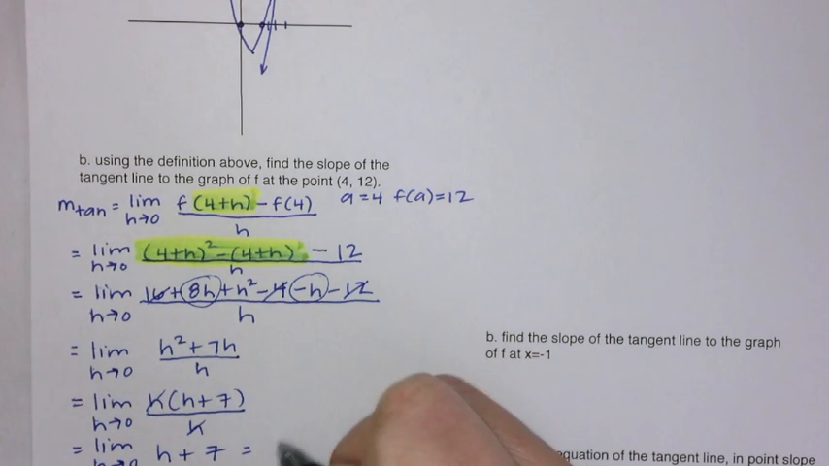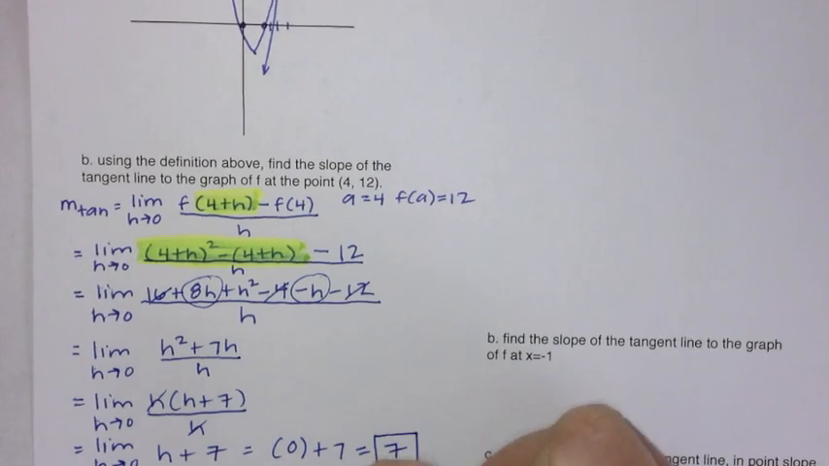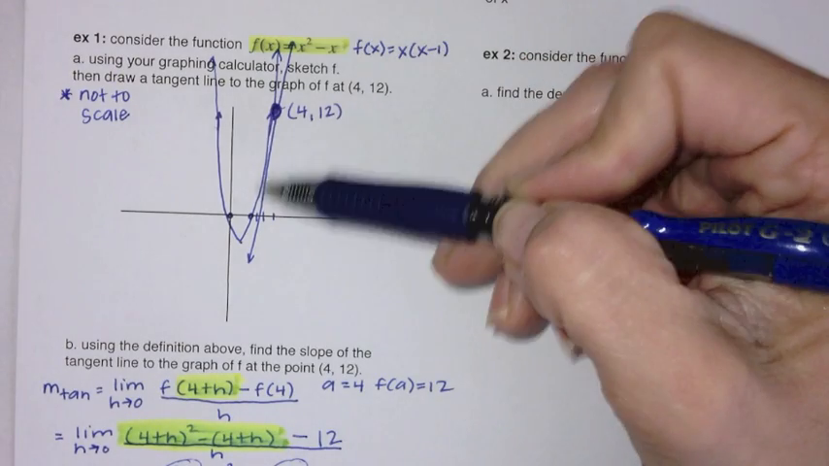And then I'm going to plug in finally because I'm simplified. And I get that the slope equals 7. So does this look like it can have a slope of 7?